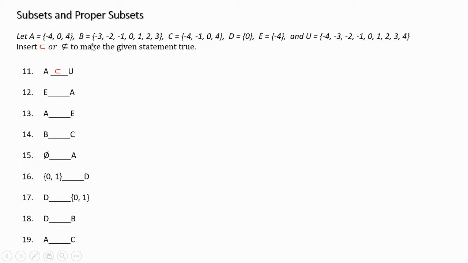Okay, now how about number 12? Let's see. E is -4, the set with the element -4, and A has -4, 0, and 4. So this will be the notation for this one, because it cannot be the proper subset, because every element in E is not in A. So this is the correct choice. E is not a subset.